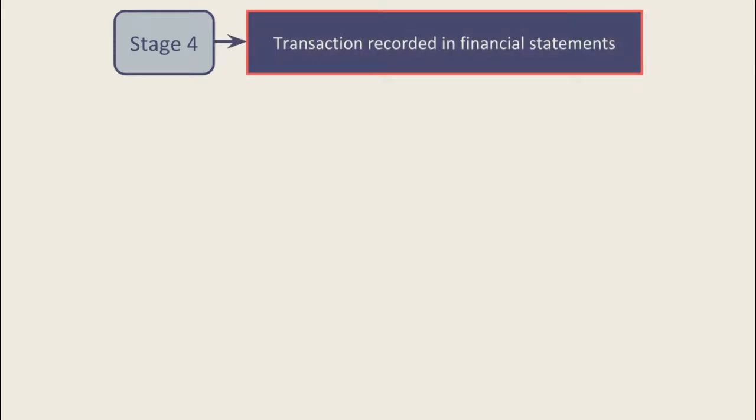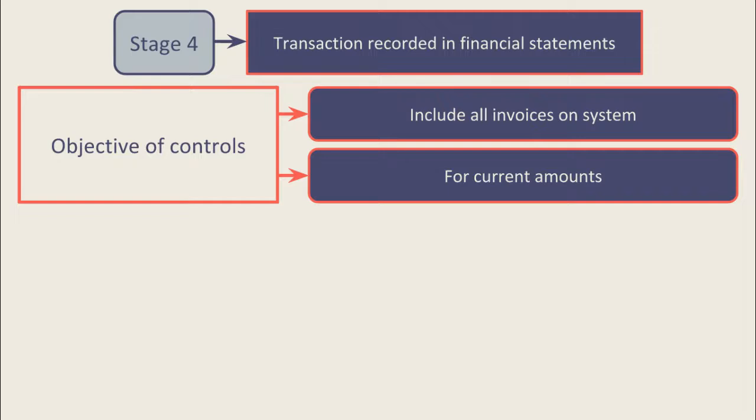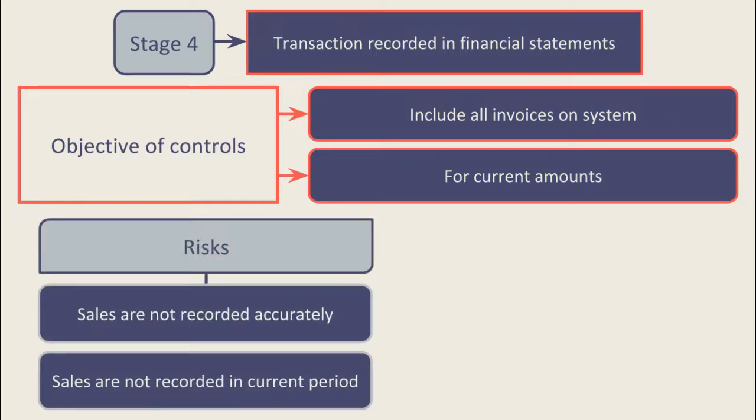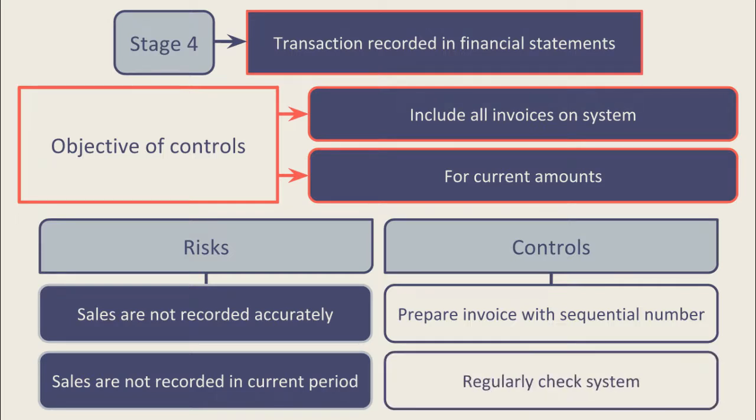Stage 4, when the transaction is recorded, would also be in the accounts department. The objectives would be to include all invoices on the system for the correct amounts. A risk would be that sales are not recorded accurately or in the correct period. And a control would be to prepare invoices with sequential numbering. On entering the invoice, to use that reference and regularly check the system to ensure the sequence is not missing an invoice number.